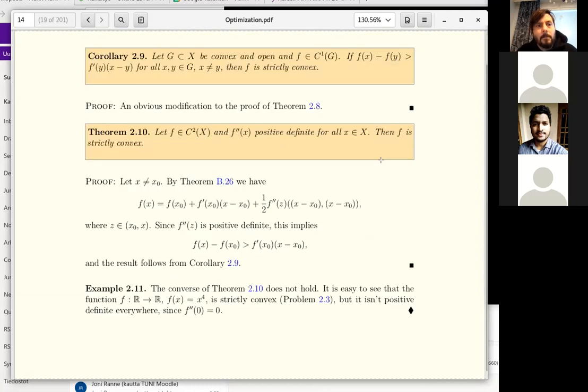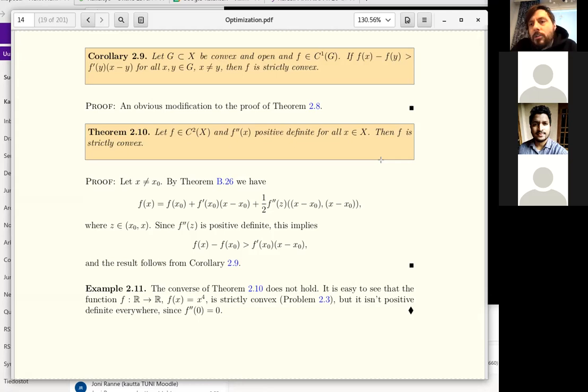Another thing that comes from this is that if we have that f of x minus f of y is always greater than f prime at y times x minus y, then f is strictly convex. That can be proven using the same template. Going to use the second derivative here.